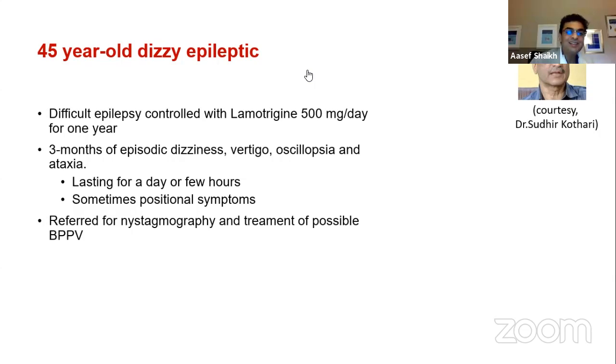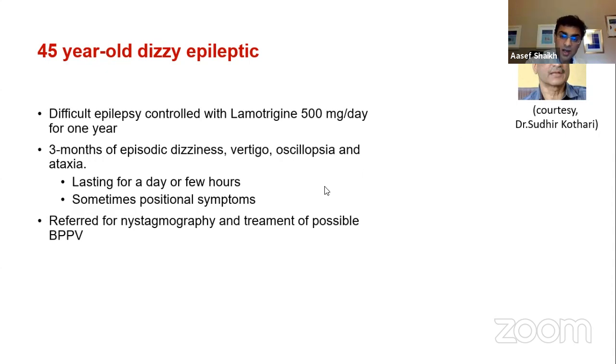Sorry, never mind. So over 3 months, she had episodic dizziness, vertigo, oscillopsia and ataxia. It would last for a day sometimes, or up to a few hours sometimes, and then it would go away, almost like a paroxysm. So it was very, very interesting and very mysterious. And sometimes these were positional.